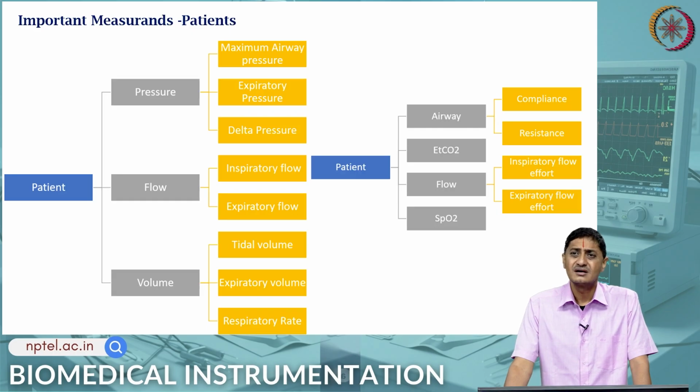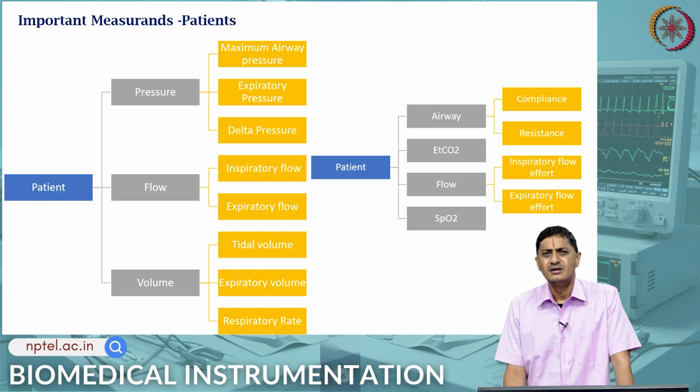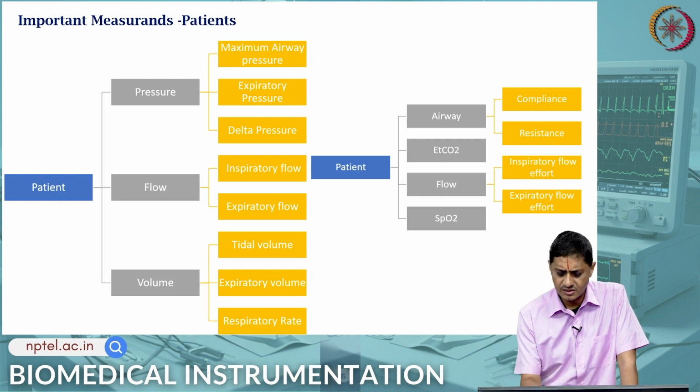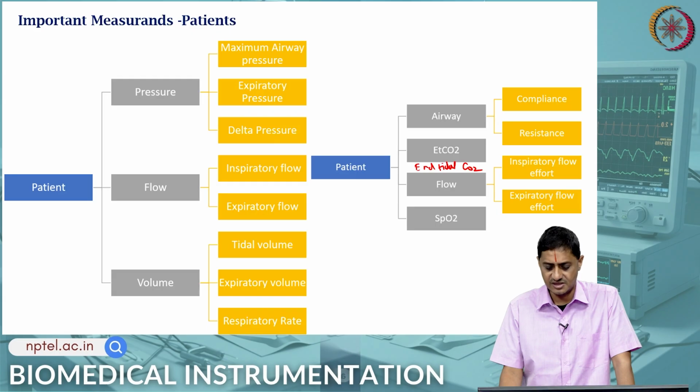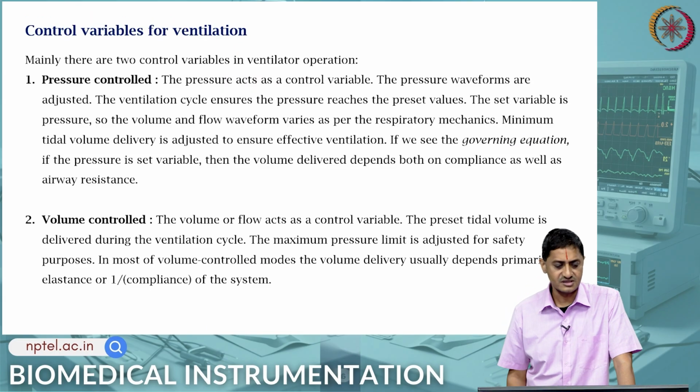And then compliance of the airway, resistance of the airway, we discussed these because these are fundamental parameters in your governing equation. Then the carbon dioxide level, the inspiratory flow effort and the expiratory flow effort, and the SpO2 level. Recall what EtCO2 is? This is the end tidal carbon dioxide level. We mentioned this in a previous video, just reminding you.